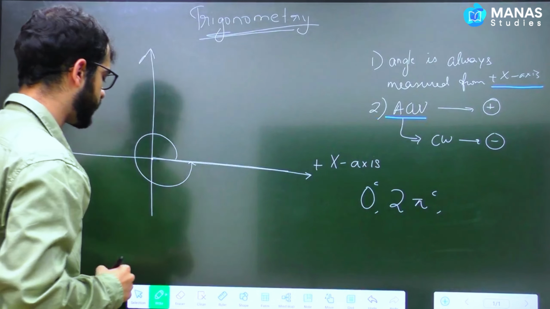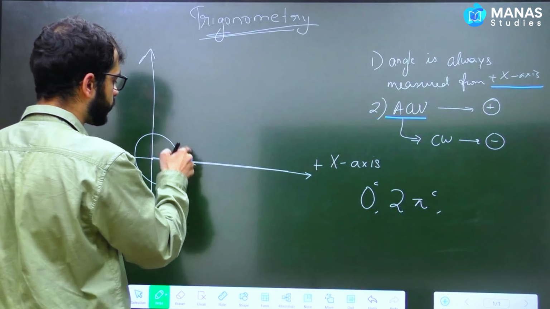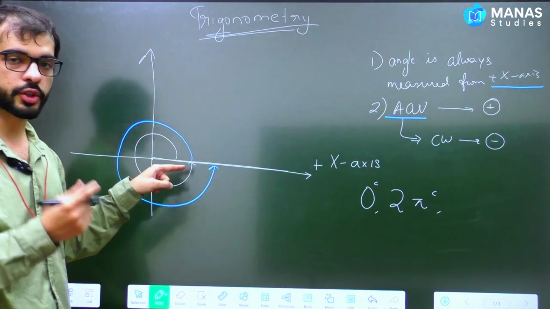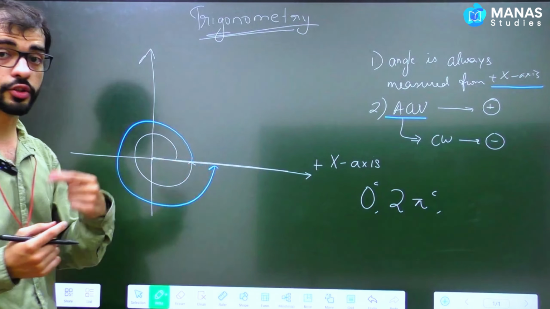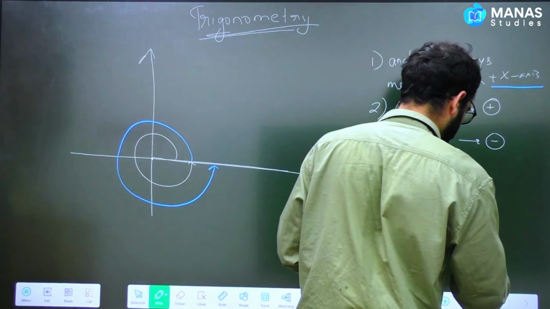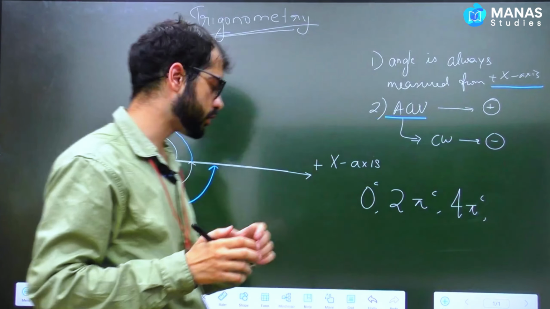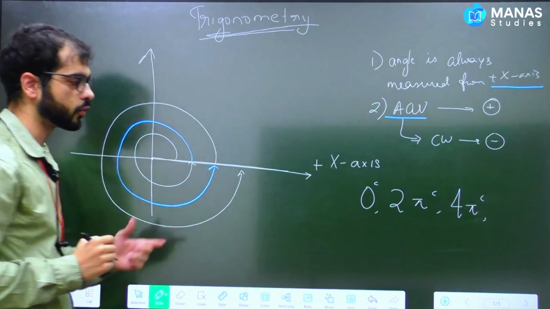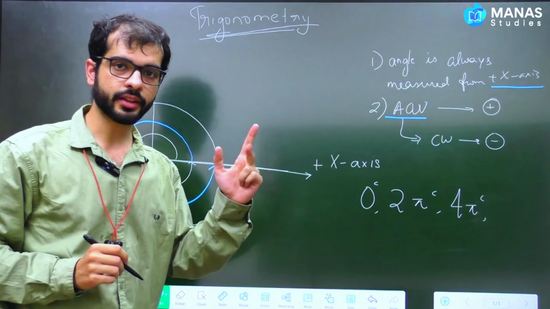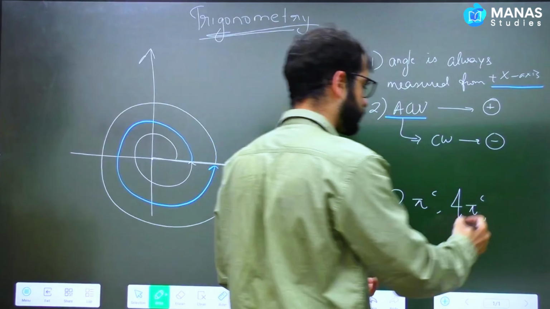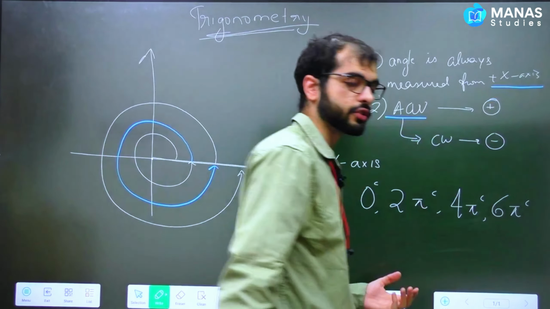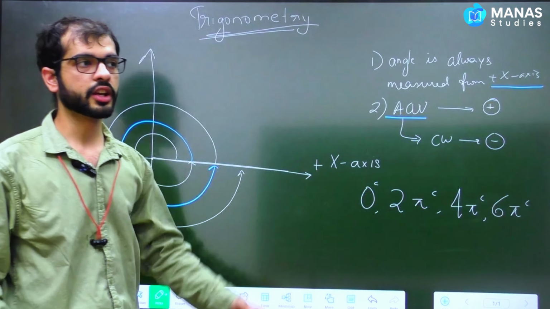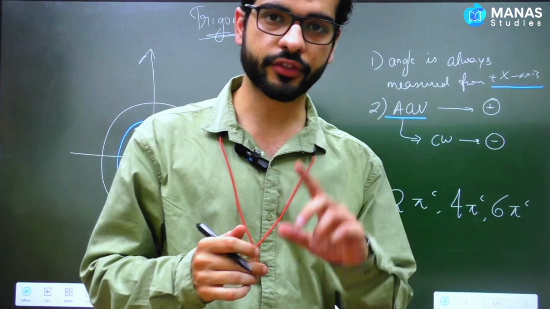What else do we observe? If instead of stopping over here, I move another circle around the origin, now what is happening? First circle gives me 2 pi radians. The second circle gives me another 2 pi radians, so it's going to be 4 pi radians. Now if I don't stop over here and I make another round, what is it going to be? 2 pi plus 2 pi plus 2 pi, that is 6 pi radians. So now as we observe, different angles correspond to the same straight line, that is positive x-axis. So we come to the conclusion that various angles can refer to the same line.